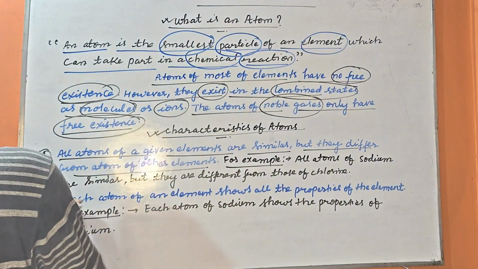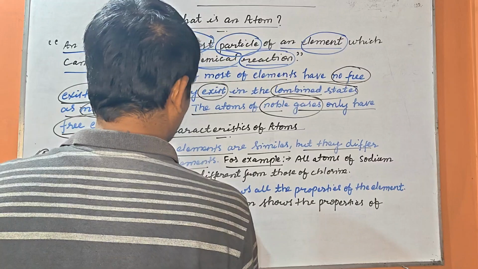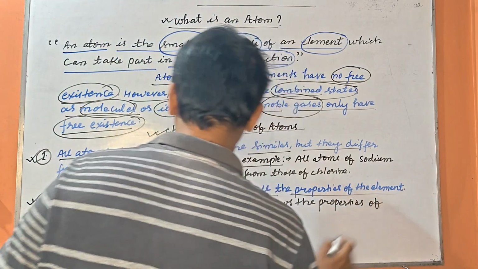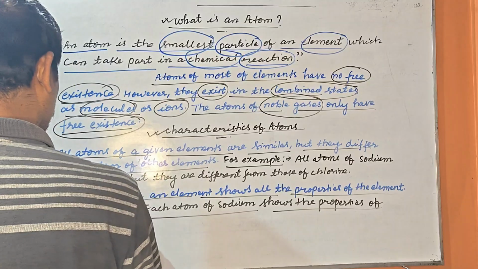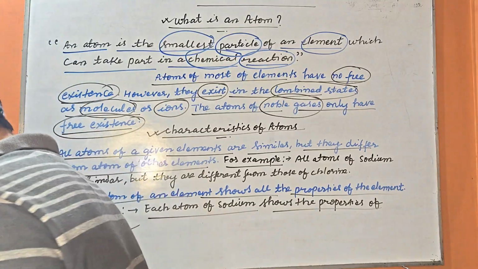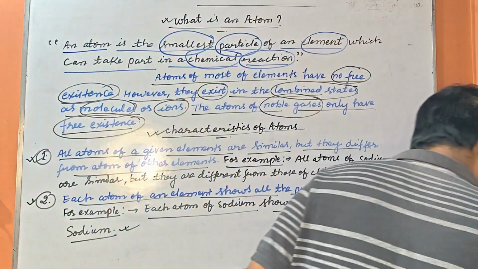Second one, each atom of an element shows all the properties of the element. Each atom of sodium shows the properties of sodium. So, this is all about the atoms.